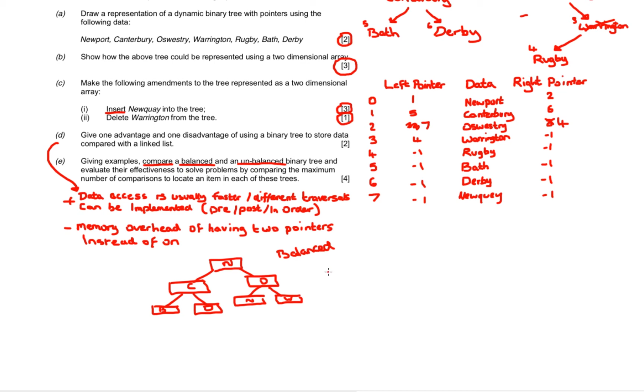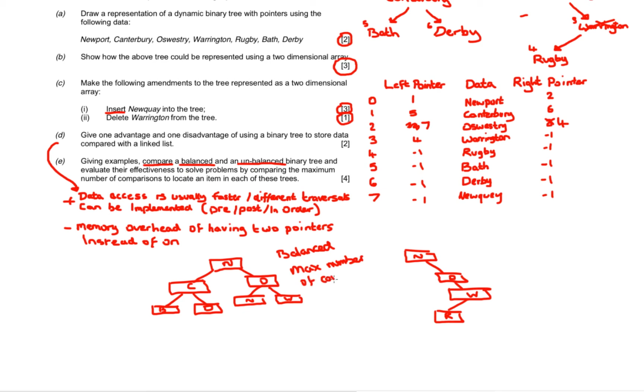My unbalanced binary tree is going to be heavily weighted on the right-hand side. Notice there's no left children from the root node. You could show your unbalanced binary tree in a number of different ways. You could have had 1 child on the left of the root node, for example, but it doesn't necessarily matter. We're just trying to prove that we can show what is balanced and what is unbalanced.